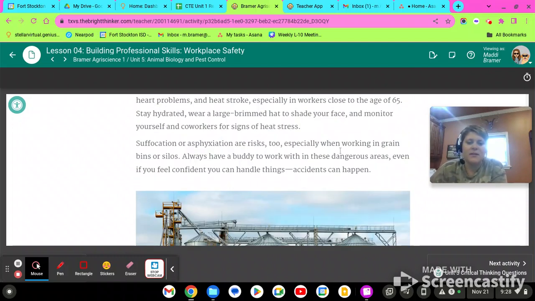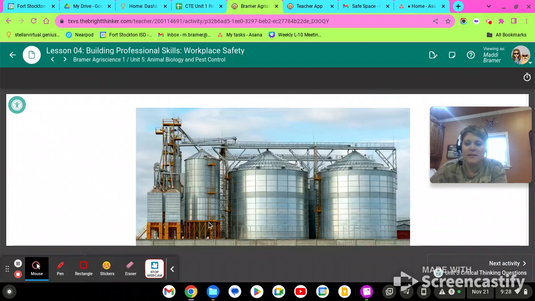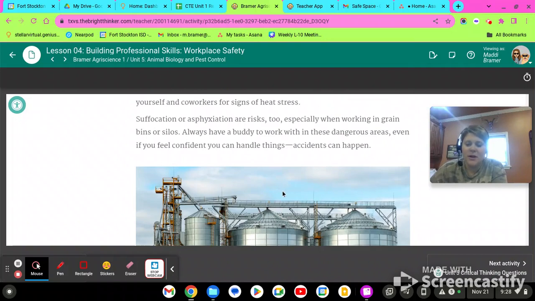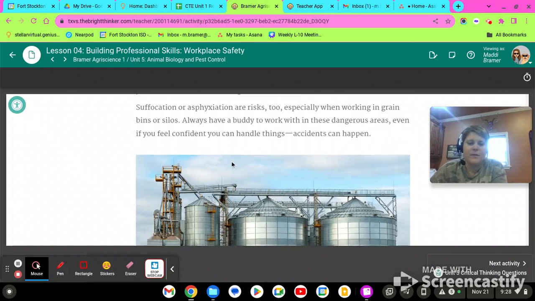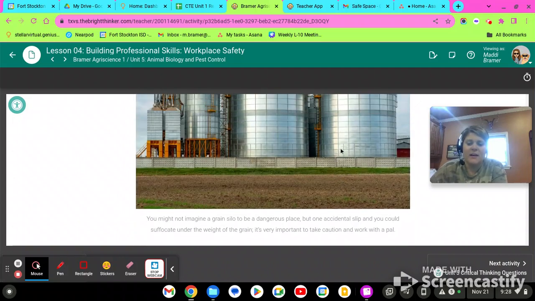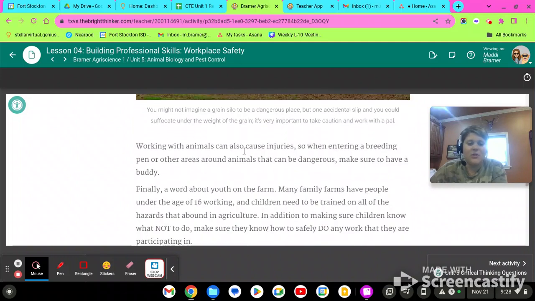Suffocation is a risk too, especially with grain bins. These are grain bins. This is where grain is stored. It's very dangerous working with these. Even if you feel confident, accidents can happen. Okay, so one accidental slip, you could suffocate under the weight of the grain, and it's like quicksand. It's going to draw you in.